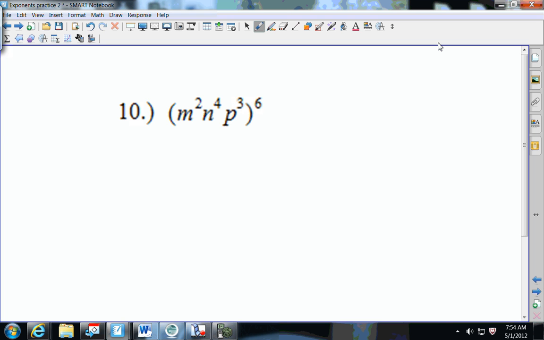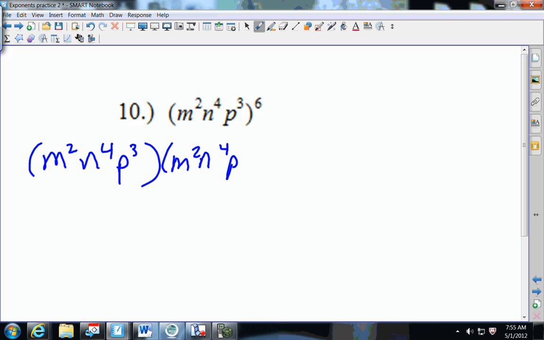Now on this one, this is power raised to a power. If you wanted to, you could go through here and write this out 6 times, right? Writing m squared n to the 4th p to the 3rd times m squared n to the 4th p to the 3rd. You would write this out 6 times because that's what this exponent means right there. And then add the exponents.